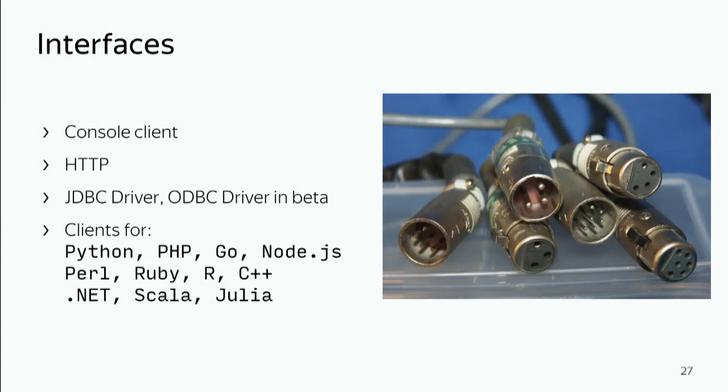Interfaces, how you can work with that. You saw a console client. It's quite useful and very easy to use. Also, the main interface is HTTP, so you can just use that from any client, from any language. We have a JDBC driver and an ODBC driver in beta, both open sourced, so easy to use. And also the community has already prepared different clients for different languages. You can see a list here. I don't even know what Julia is, but Alexey said that it's important. So you can see that all general languages are covered. For Python, for example, we have like 3 or 4 clients.